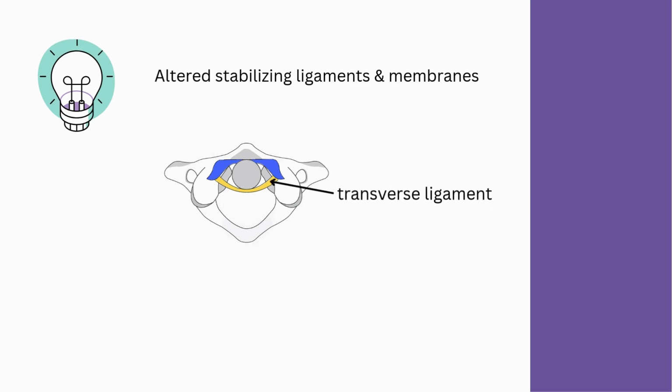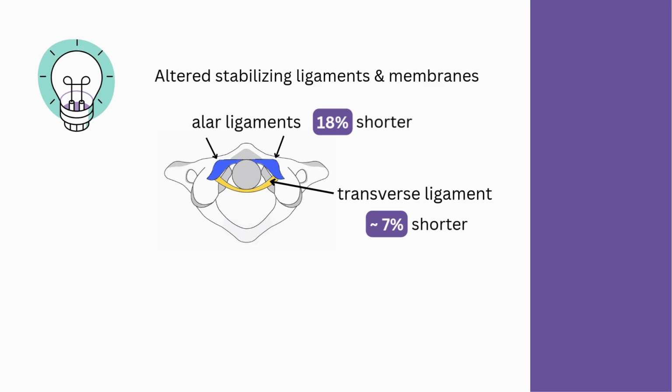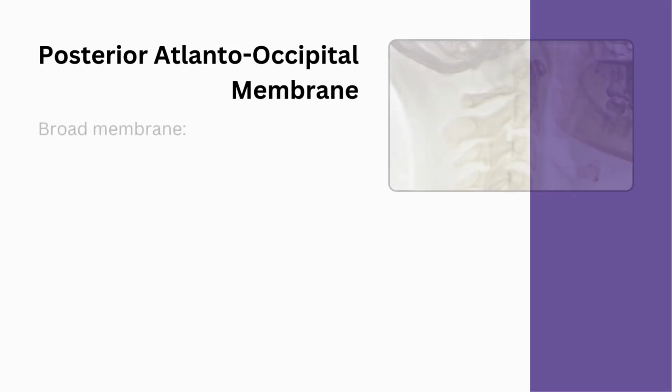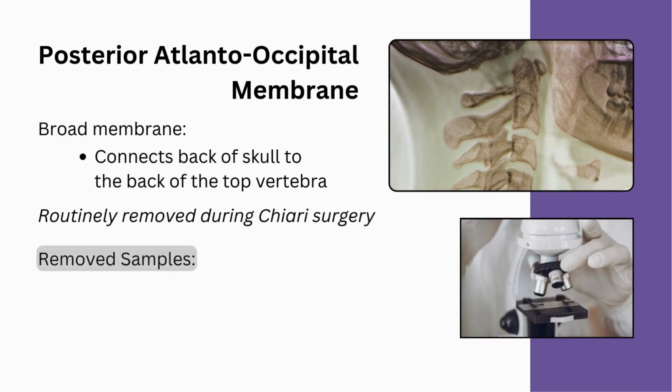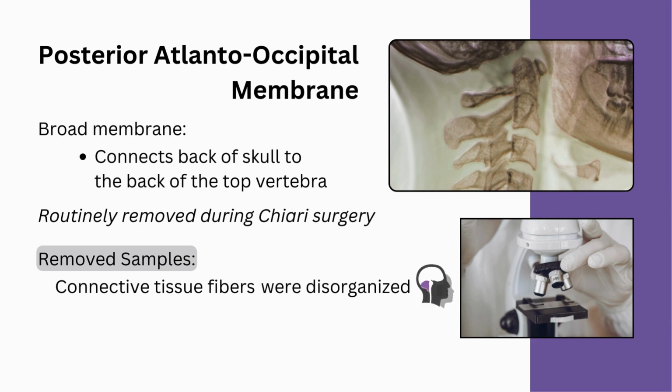One study found that the transverse ligament is about 7% shorter, and the alar ligaments are 18% shorter in Chiari patients compared to healthy controls. Meanwhile, the posterior atlanto-occipital membrane is a broad membrane that connects the back of the skull to the back of the top vertebra. It is routinely removed during Chiari surgery, and a microscopic analysis of removed samples found the connective tissue fibers that comprise the membrane were disorganized in Chiari patients, meaning oriented in different directions rather than parallel, and that the membrane had a higher fat content than normal.